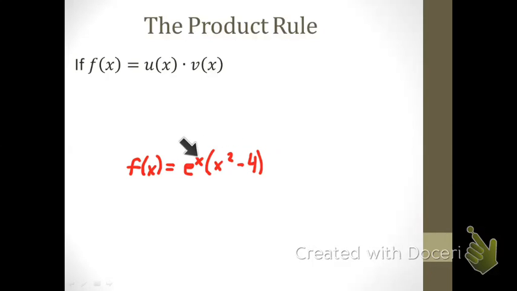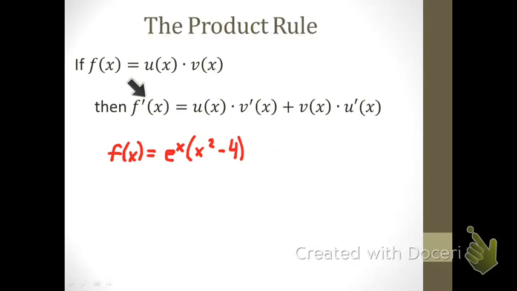Now this is your u of x right here, e to the x power. Your v of x would be x squared minus 4. And so you have this single function that's written as a product of two other functions. Or you could just say it's written as a product because you understand that's what that is, right? So in the instance where you have that function that's written as a product, then here's how you find its derivative.